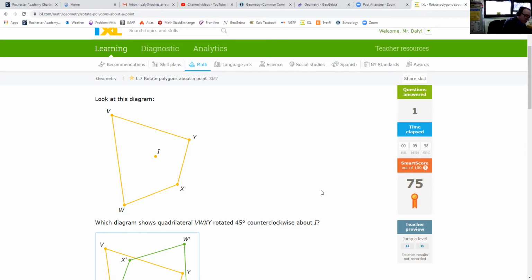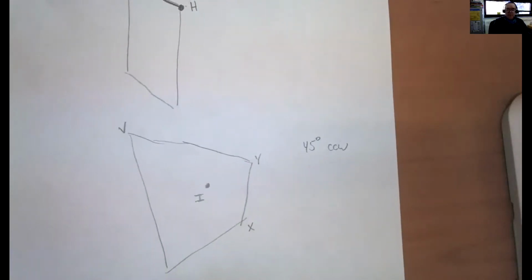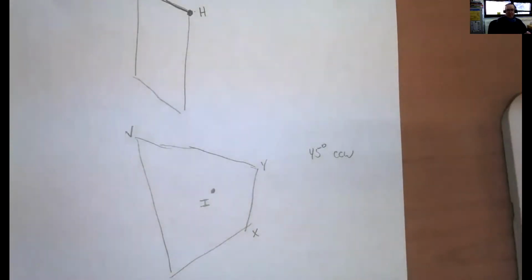Okay, so we want to rotate this 45 degrees counterclockwise about I, which is listed there. All right, so once again, let's come back to my document camera. All right, so the figure looks like this. Now, this isn't quite the same problem that we had before.